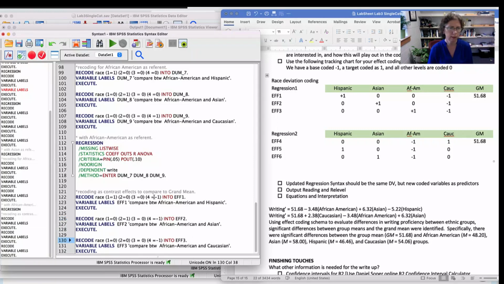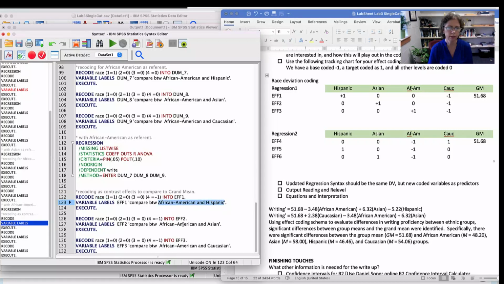But then in here, they're going to be 0 unless they are the target. So for effect 1, Hispanic is the target and it's coded as 1. 0, 0, -1, right across. For effect 2, my target is Asian compared to grand mean. So it's going to be 0, 1, 0, -1. Good. And I can fix these too.